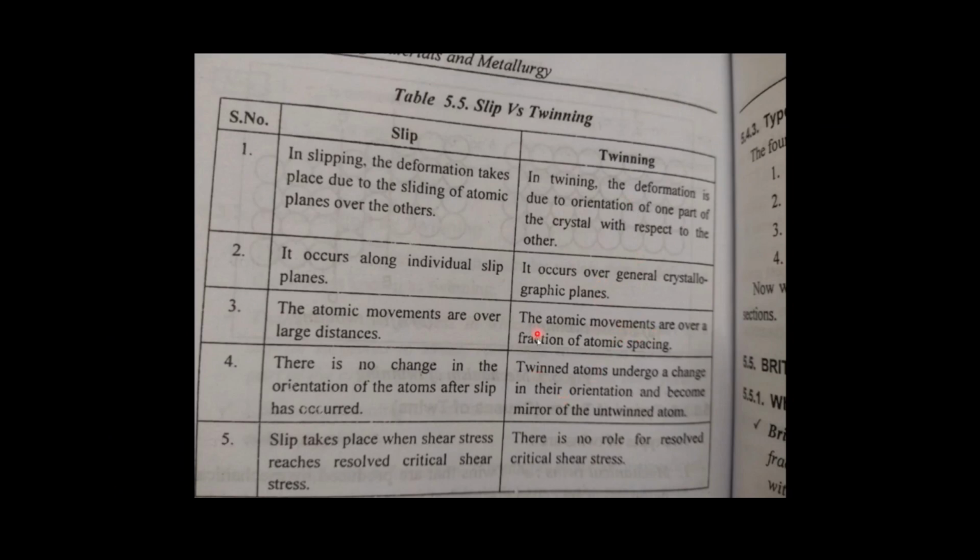fraction of atomic spacing. The fourth difference is there is no change in the orientation of the atoms after slip, but in case of twinning, the twinned atoms undergo a change in their orientation and become a mirror of the untwinned atoms. So, as I told, mainly when the shear stress reaches the resolved critical shear stress, there is one role for the resolved critical shear stress. So mainly the slip is due to tensile load, but twinning is due to shear.